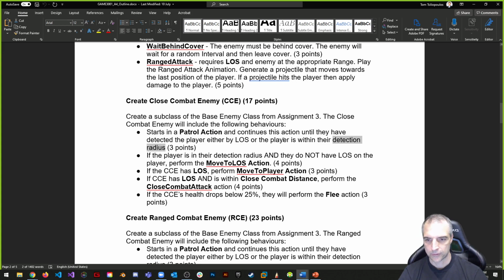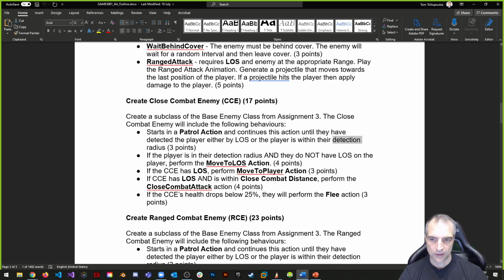So the question for you is, which one is more important, line of sight or detection radius? My answer is probably line of sight is more important. So line of sight would be the first question that I would have. Do I have line of sight? Yes or no. If I don't have line of sight, am I within the detection radius? Yes or no. That's kind of a yes or no detection thing. It's a true or false, right?